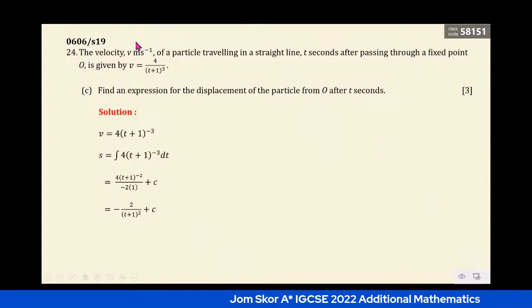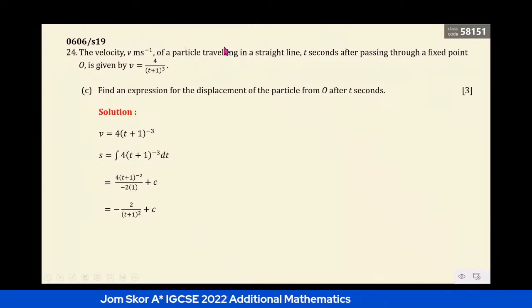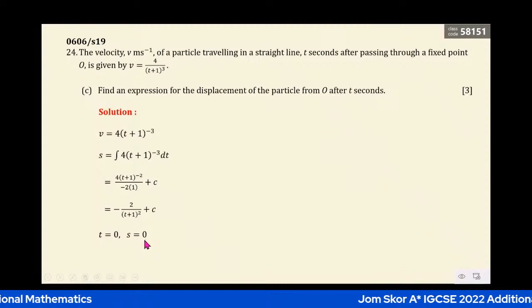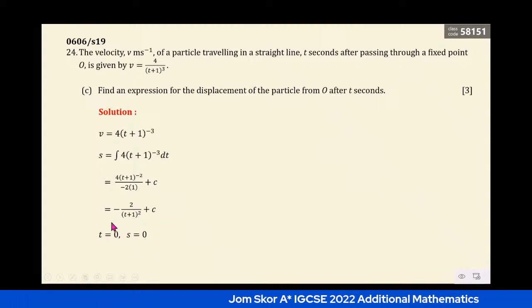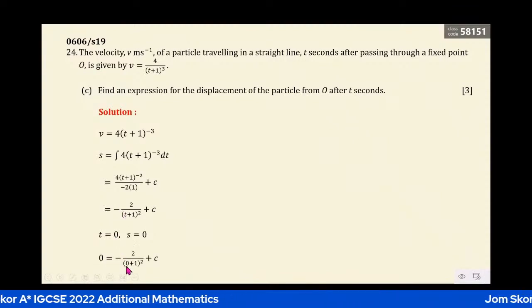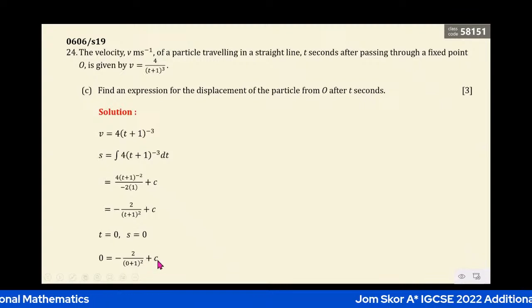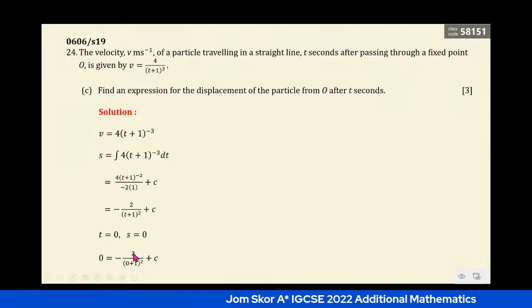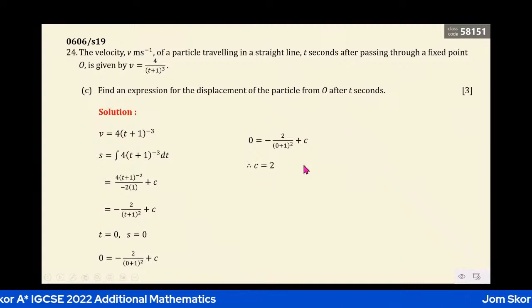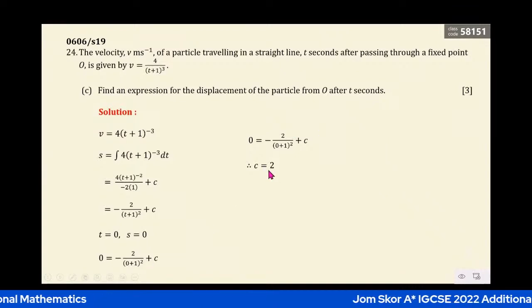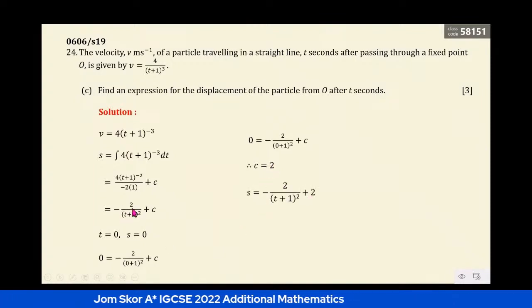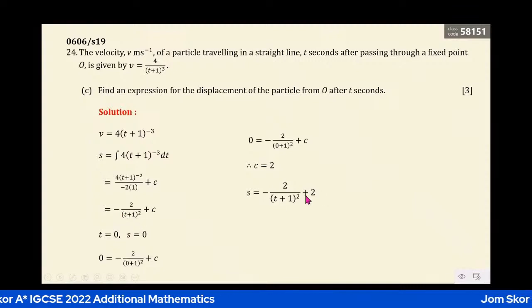Alright. So because we have no information about the displacement of the particle, then we can assume that when T is 0, S also 0. So we substitute into the function S to get C. So when S is 0, T is 0. So C ni dia tak jadi 0 tau. Okay, because dia ada value negative 2 over 1. Therefore, C is equal to 2. Okay. So teacher salin balik je kat sini ni. So C is equal to 2. Then you will get S is equal to negative 2 over T plus 1 square plus 2.